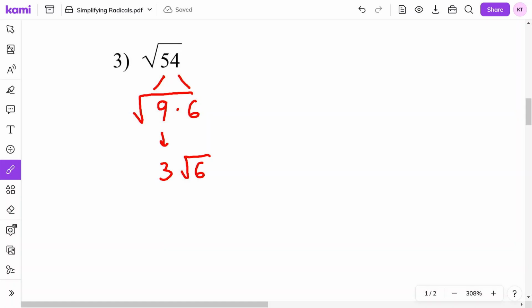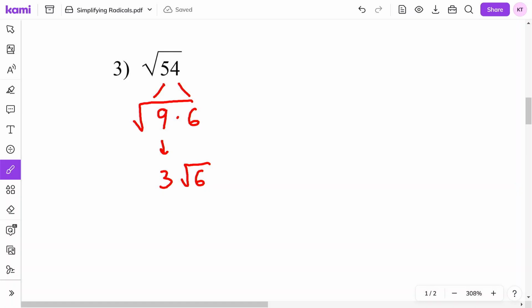Now, one thing I do want to get into here is imaginaries. So what if it instead was, let's not do an equal sign there, what if instead this was the square root of negative 54? Not much would change in what we're doing here. We're going to pull out our negative 1, so it'll be negative 1 times 54. And then we can proceed just like we just did.